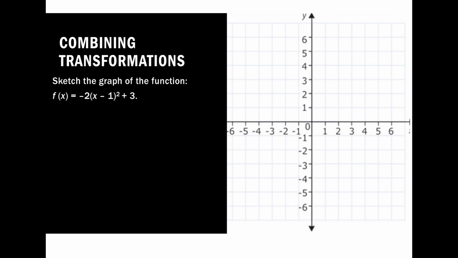Here's our function. Our function is a parabola because we have something being squared, but we've subtracted 1 from the x, we've added 3, and then we've multiplied it by not only just a 2, but a negative. So it seems like we've thrown almost everything into this particular one.